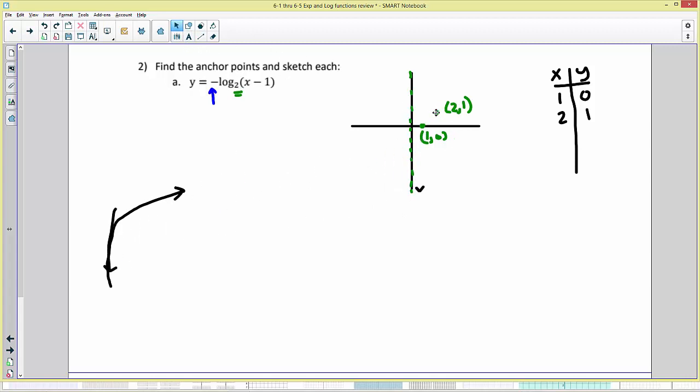And so what I'm going to do is reflect this dot. So instead of (2, 1), it's going to be (2, -1), right? (2, -1). And I can just change that to be (2, -1). And that takes care of this reflection.